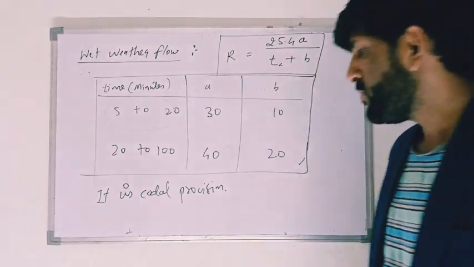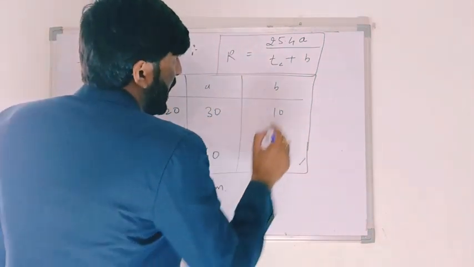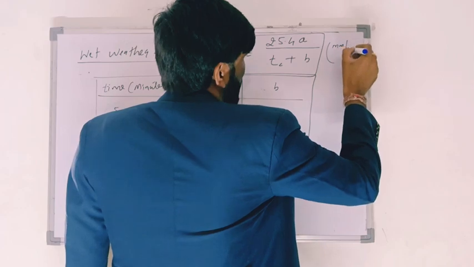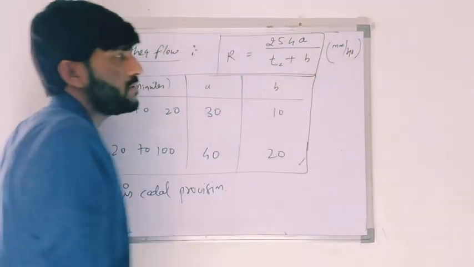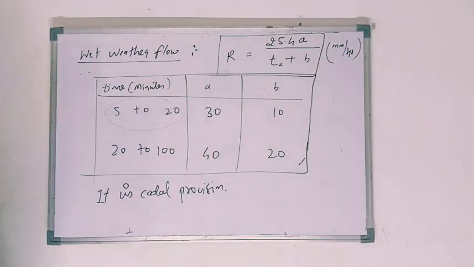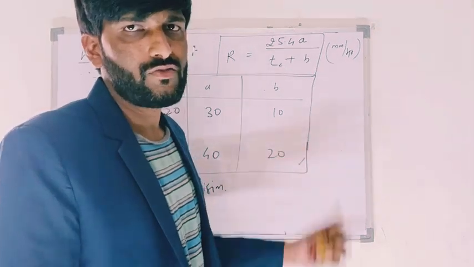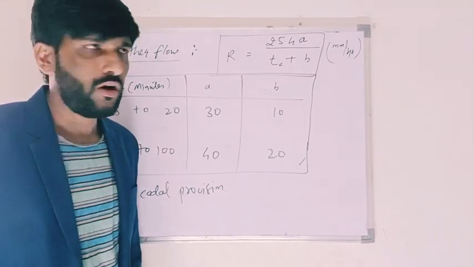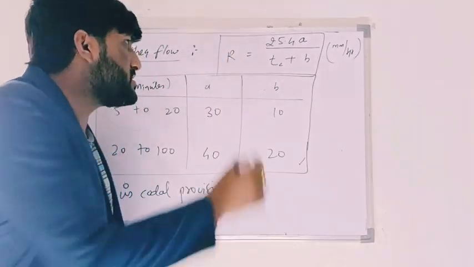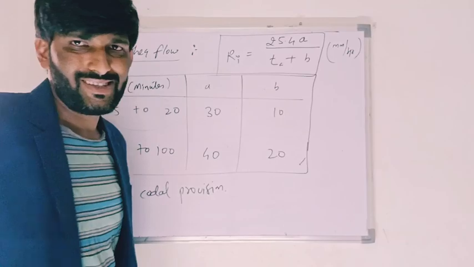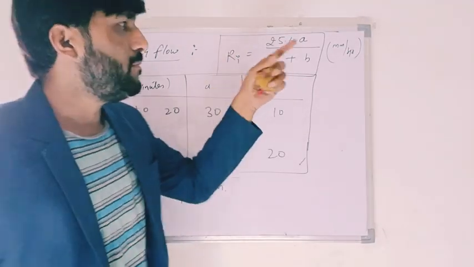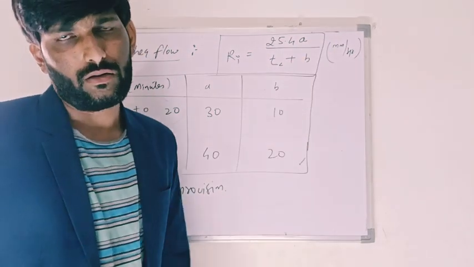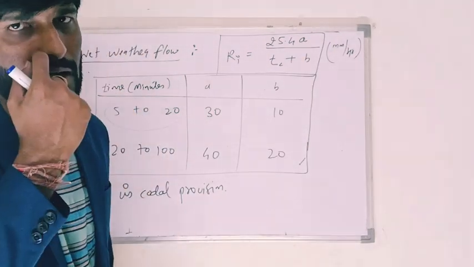Using this formula, you can easily calculate R. What is the unit of R in this formula? mm per hour. Once you put these values, you get the value of R, the rainfall intensity, and this value will come in mm per hour.